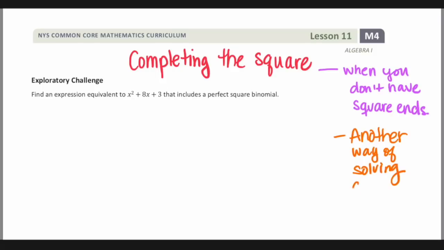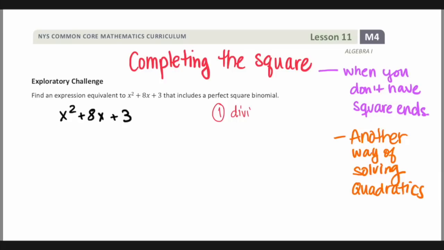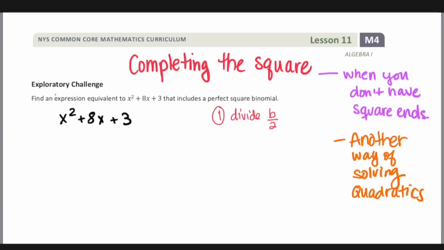So let's go back to that very last problem that we had. X squared plus 8x plus 3. What could we do with that? We already know that if we divide that 8 by 2 like we did in the last screenshot, we're going to get a 4. So that's actually going to be step 1. I'm going to write out each step for you so that you write down the steps, and then you're going to get some problems to practice them with.